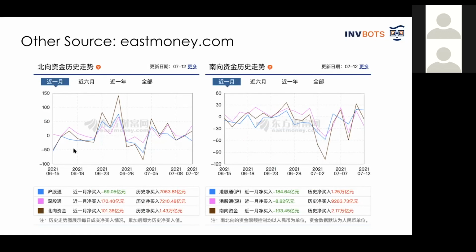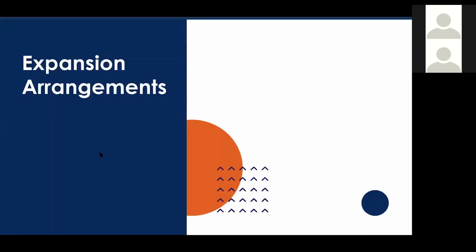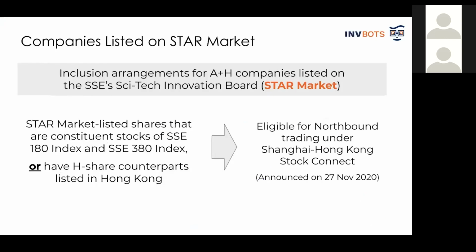Yeah, and also let's move on to some expansion arrangements. For example, we can take a look at the STAR market. The STAR market listed shares that are constituent stocks of the SSE 180 Index and SSE 380 Index, or have H share counterparts listed in Hong Kong, are now eligible for northbound trading under Shanghai-Hong Kong Stock Connect.